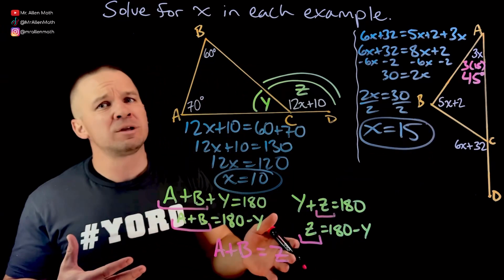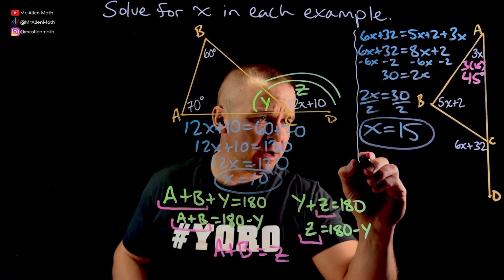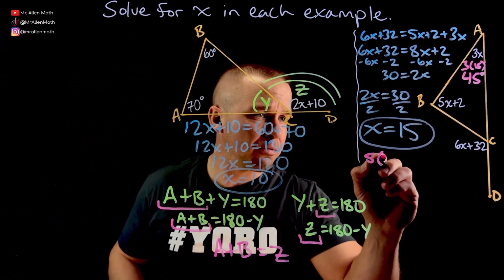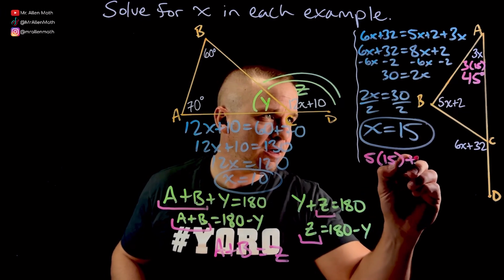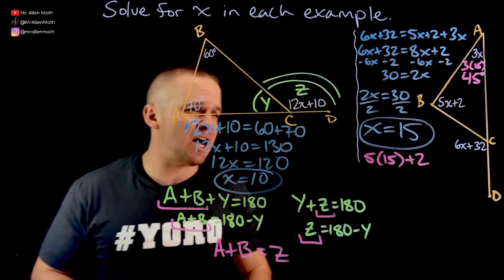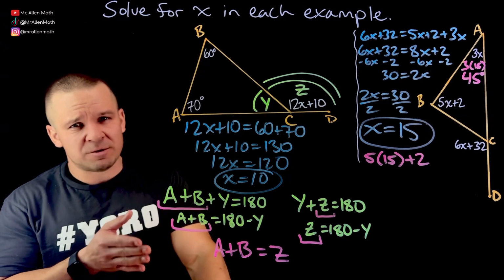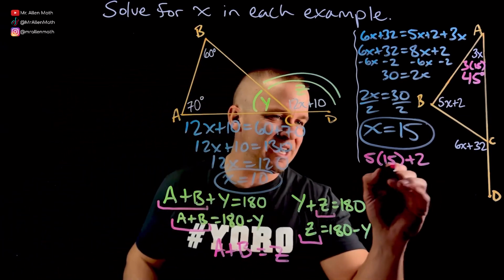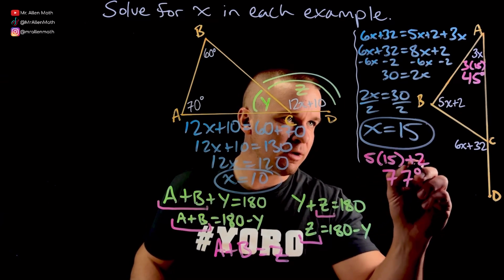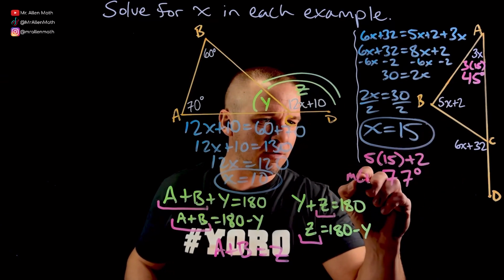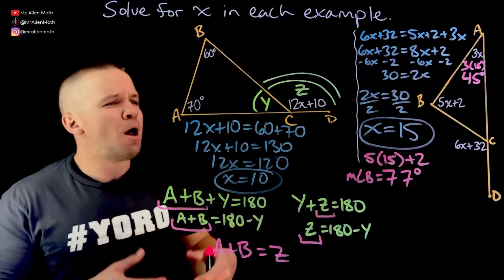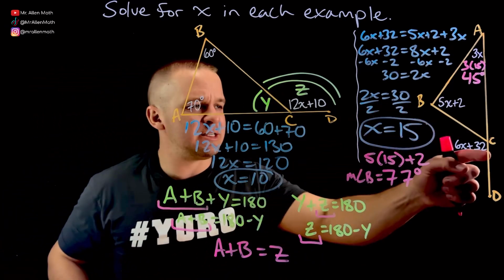But what if they're like, what's the measure of angle B? Well, we'll do that right down here. Direct substitution. Throw 15 in there. Boom. 15 times 5. 5 times 10 is 50, right? And 5 times 5 is 25. That's 75 then. 75 degrees for angle B. Measure angle B equals 75.